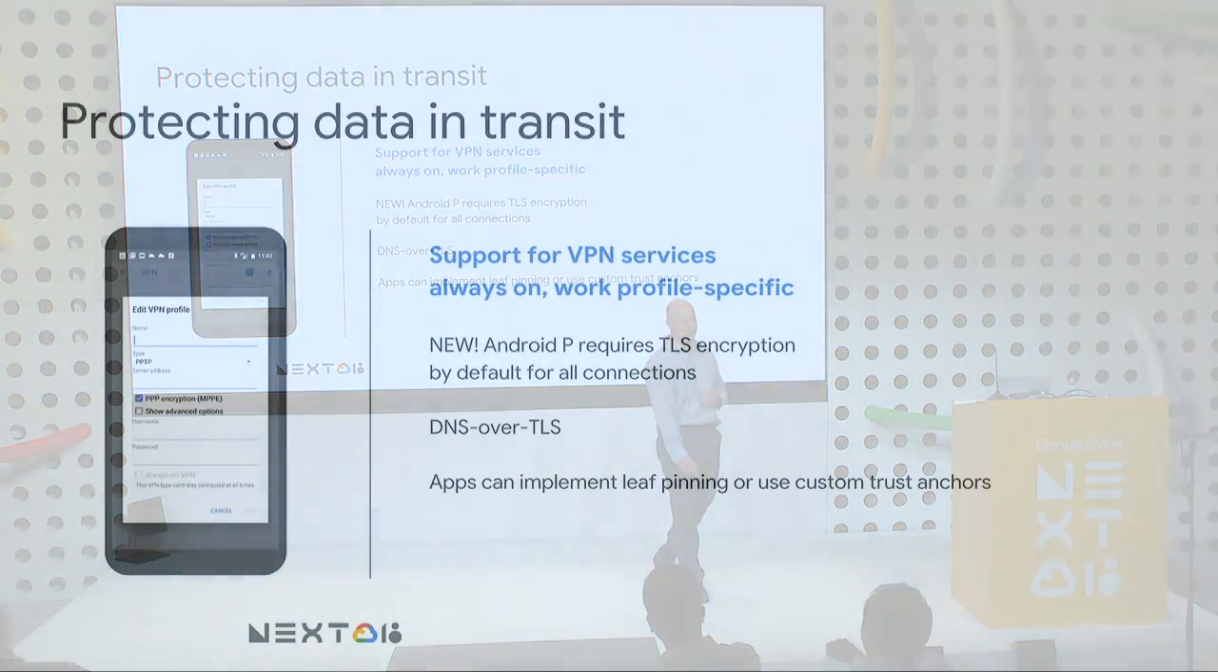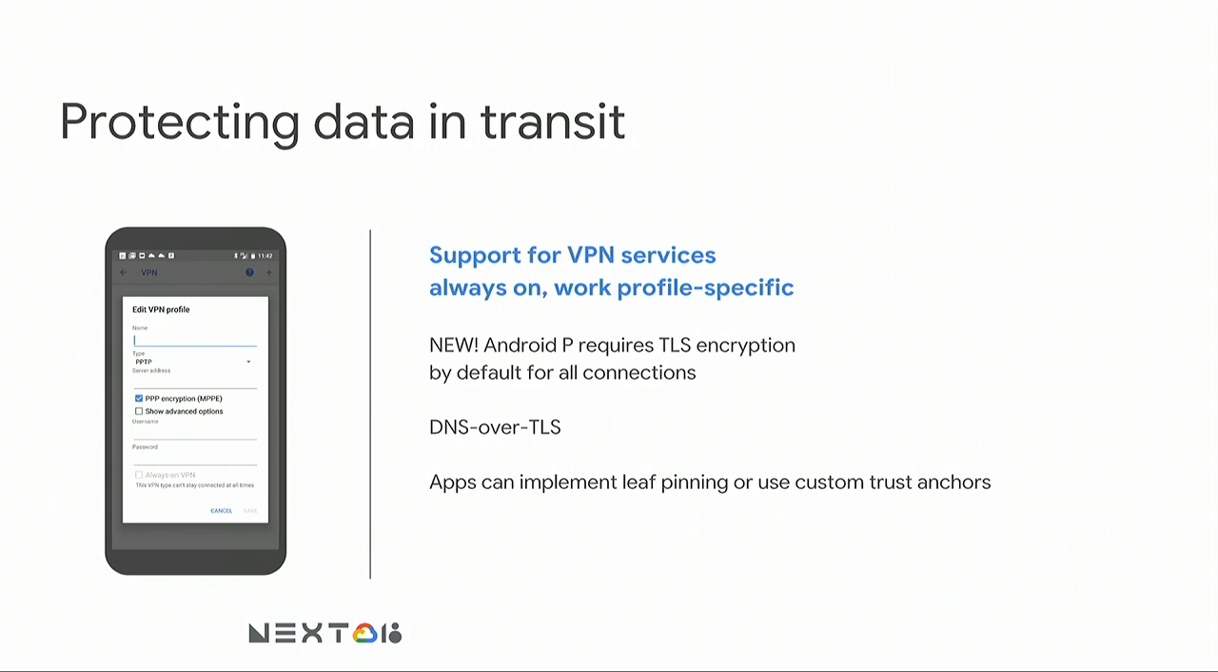Of course, protecting data in transit is always important for enterprises. Android has supported VPN services for a really long time. There are a couple of new additions, again, in Android P, in the latest release. By default, all applications have to use TLS. If they're using web services, they have to use TLS by default. So we changed the default.